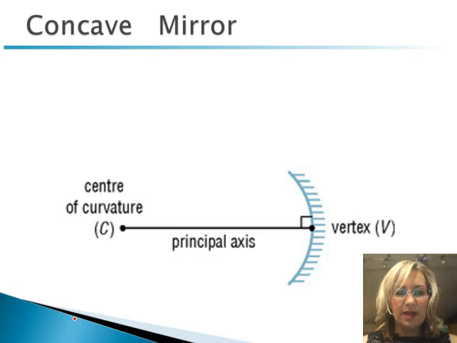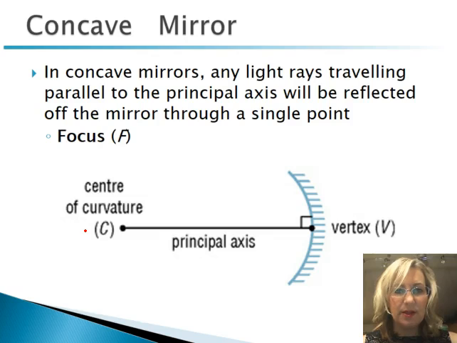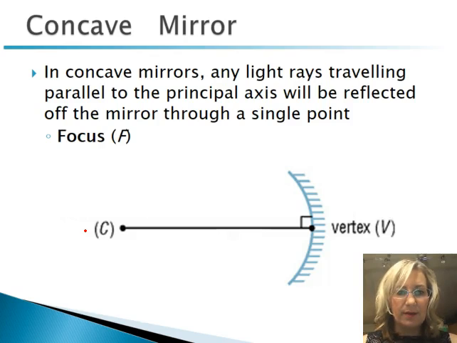So here we have a concave mirror. You can see the center of curvature, the principal axis, and the vertex where the principal axis meets the mirror. Now, when we're dealing with concave mirrors, the light rays that travel parallel to the principal axis will be reflected off the mirror toward a single point, and that point is referred to as the focus. If I actually show you where the focus is, we have to recall from our lab, the focus is actually half the distance between the center of curvature and the mirror. So in our case, we would put the focus right there.